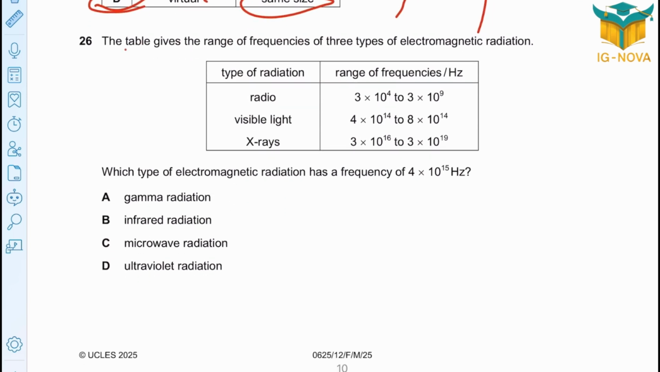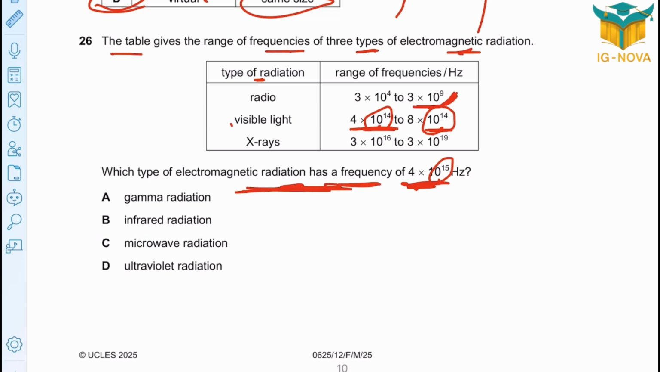Easy. Question 26. The table gives the range of the frequencies of 3 types of electromagnetic radiation: radio, visible light, and X-ray. Which type of electromagnetic radiation has a frequency of 4 times 10 power 15? Okay, where is 4 times 10 power 15? For radio, the maximum is 3 times 10 power 9, and for visible light it's 4 times 10 power 14 up to 8 times 10 power 14. So this frequency is not in visible light. For X-ray, it's 3 times 10 power 16. So it's between visible light and X-ray.